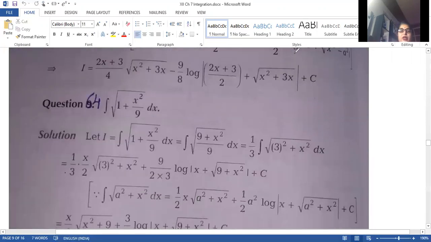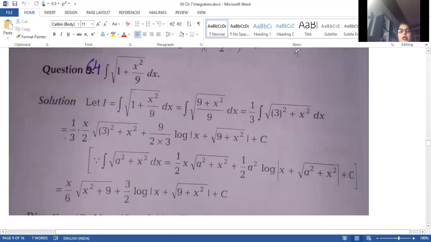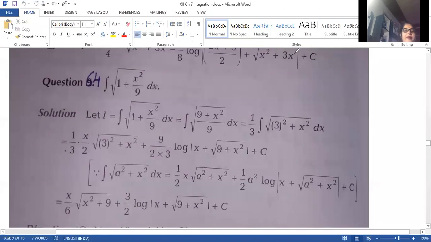Now the next one is 1 upon root of 9 plus x square. Now just see, we are having in the denominator 9. What I told you, the coefficient of x square should always be 1. Now here the coefficient of x square is 9. So we cannot take this. So what we will do? Again we will take LCM.